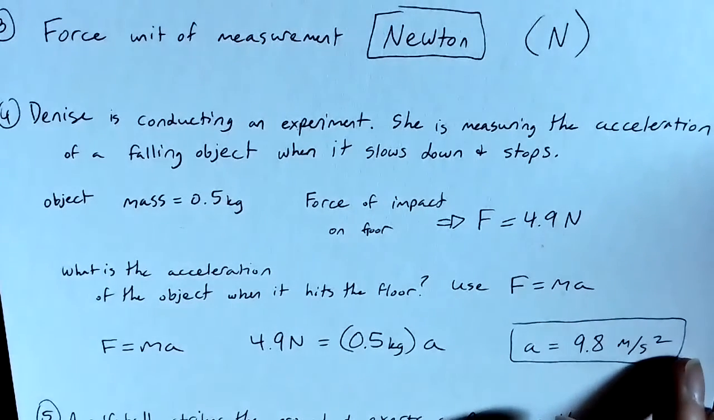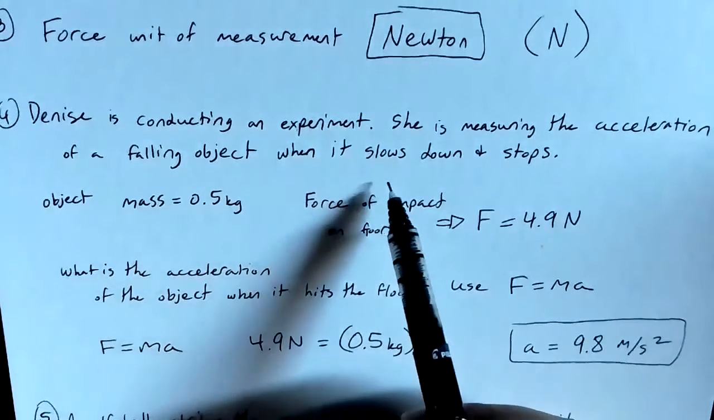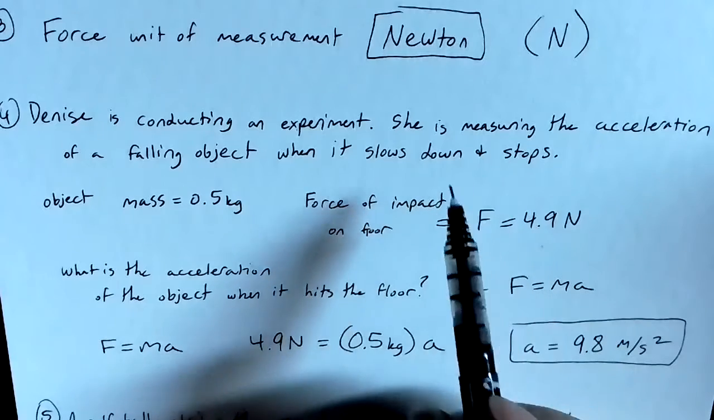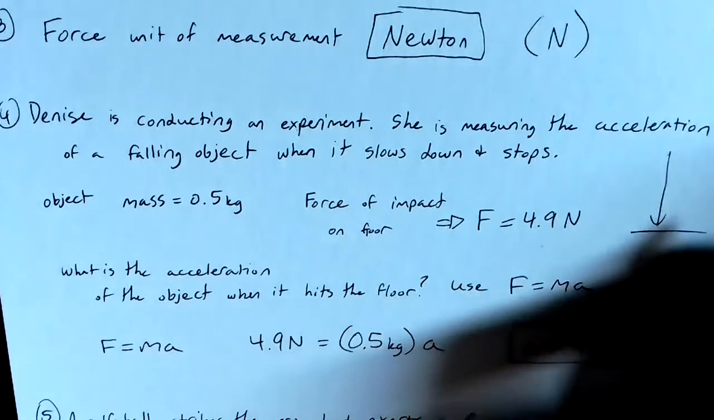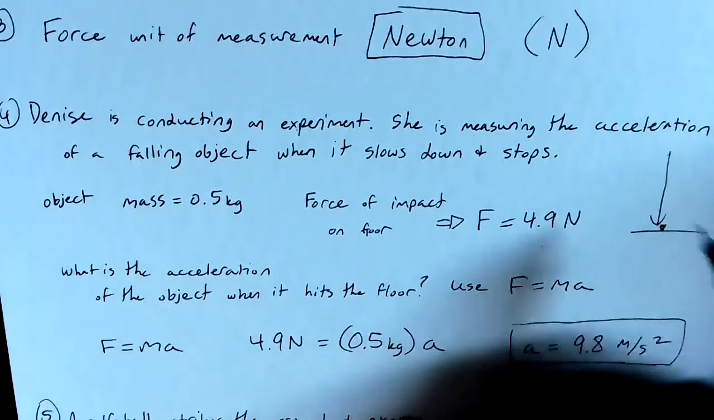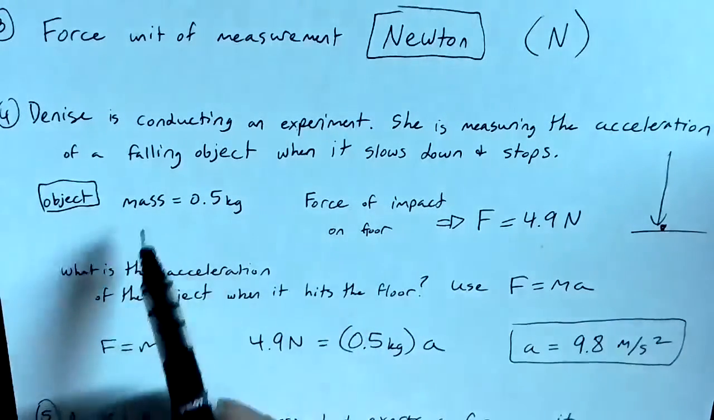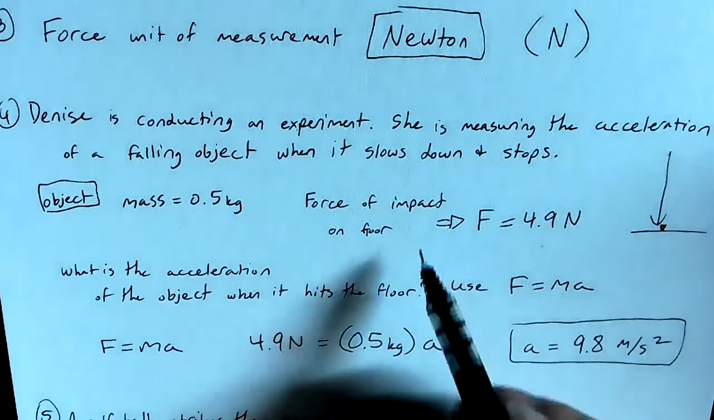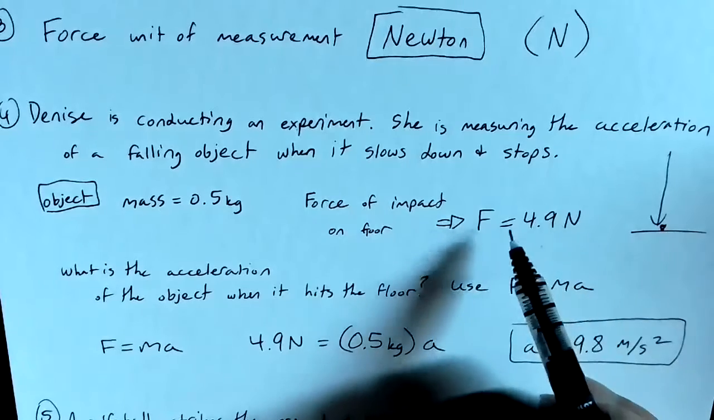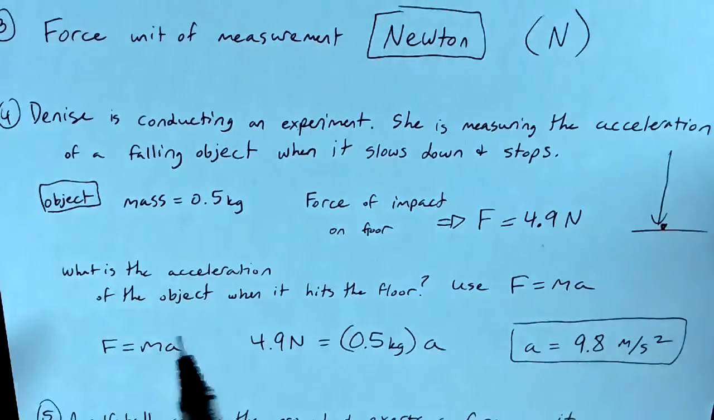Then the fourth question. Denise is conducting an experiment. She's measuring the acceleration of a falling object when it slows down and stops. So she's dropping something to the ground. And she's measuring the force when it hits the ground. So her object has a mass of 0.5 kilograms, and she measures the force when it hits the ground, and the force is 4.9 newtons. What is the acceleration of the object when it hits the floor?